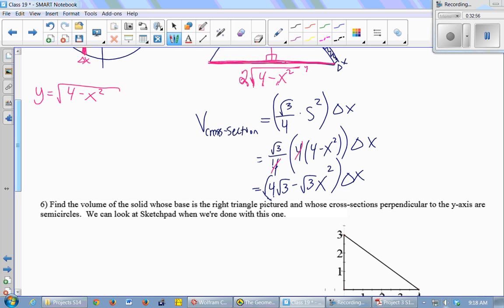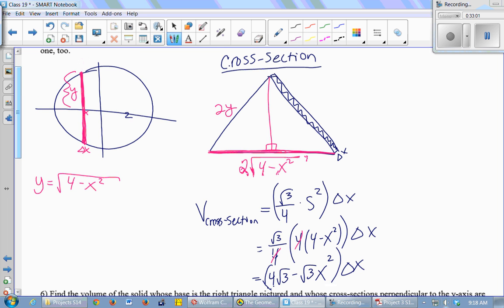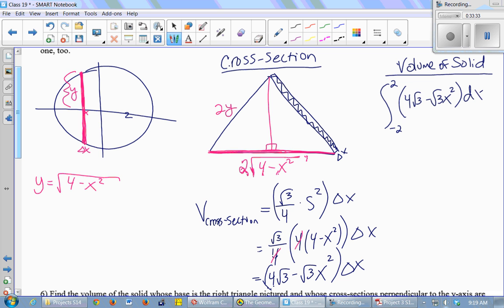All right, so finally, I can find the volume of my entire solid by adding up the volumes of all these cross sections of very small width. So my volume of my solid is going to be an integral. I'm going to add up a whole bunch of these little cross sections from -2 to 2. And they're going to all have volume 4 root 3 minus root 3 x squared dx.